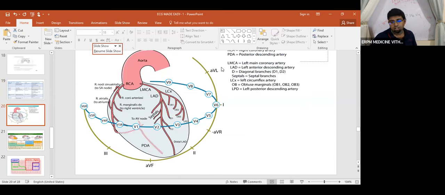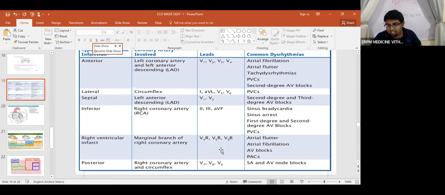Look here. The right ventricle is seen by your V4R, V5R, V6R. This is again supplied by the right coronary marginal branch.